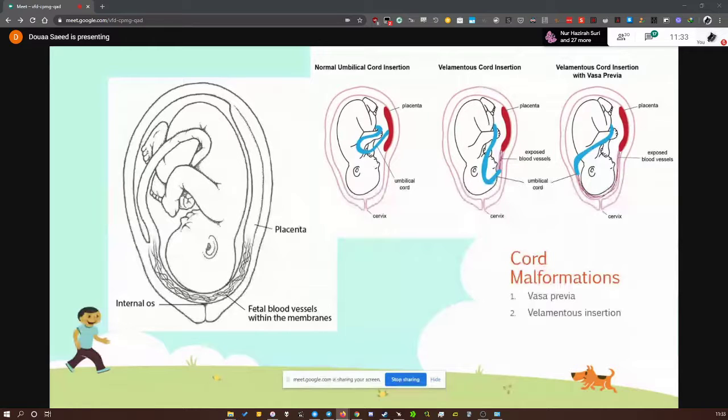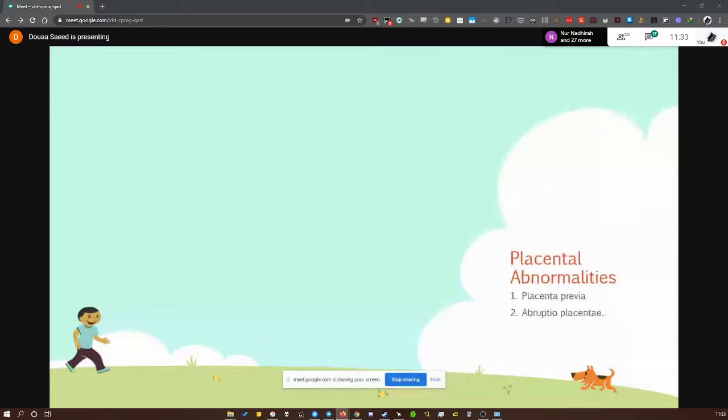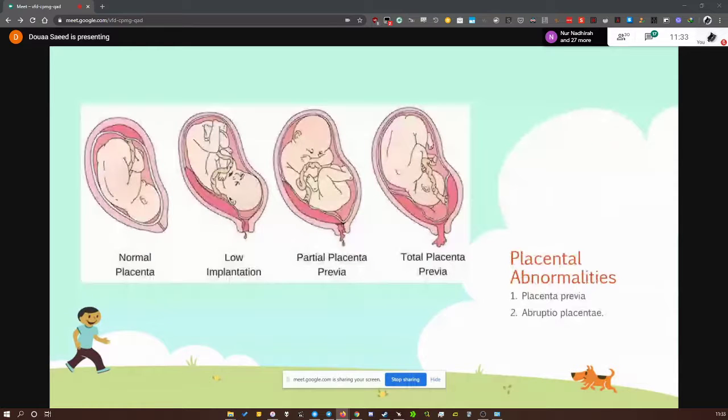Moving on to placental abnormalities. In placental abnormalities, the ones that we want to focus on are placenta previa and abruptio placentae. In abruptio placentae, obviously there'll be a lot of bleeding.